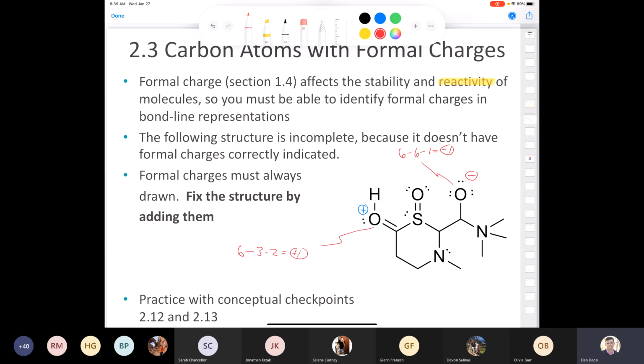Yes. Are there any others? The nitrogen without the lone pair. Yes. Sarah Chancellor says that, and she's 100% correct, right? This nitrogen has a positive charge. 5 valence electrons minus 4 sticks and 0 dots equals +1. And there we have it. Oh, that's it. That's all of them. Okay, those are the only formal charges in this molecule. There are 3 of them.